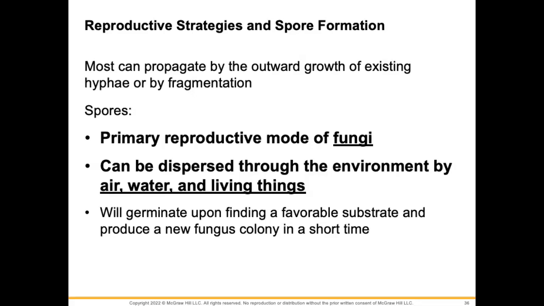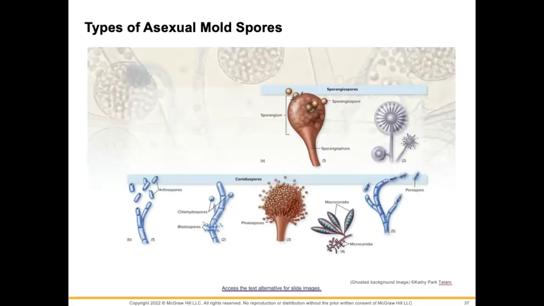Well, it spreads by the air, in the water, and by living things. So it will germinate upon finding a happy place, a favorable substrate. So wherever it lands, if it's a good spot, then it will start to germinate and grow more mold in a fairly short time. So this is just an illustration of what I've talked about.